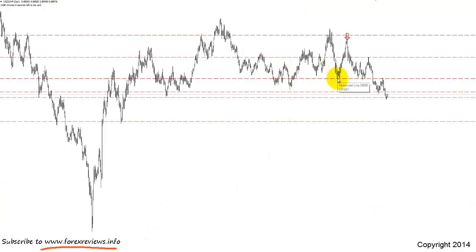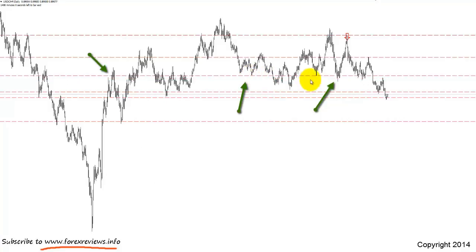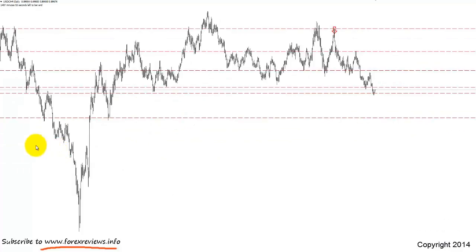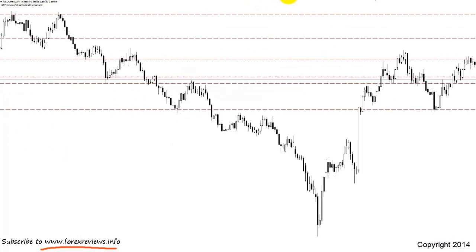See here, here, and here. We'll pull that up a little bit so you guys can see in detail. Here, here, here, here: resistance, resistance, resistance, resistance becomes support. Let's zoom back in.